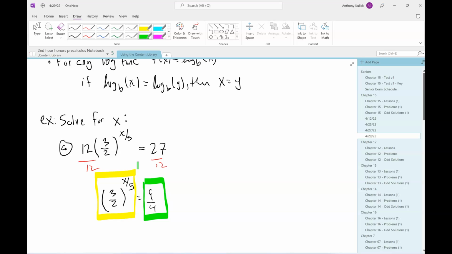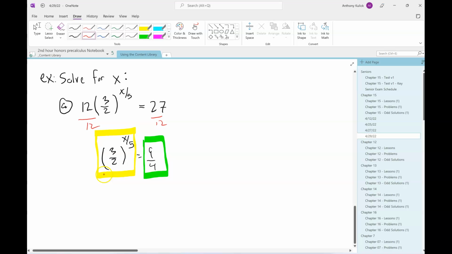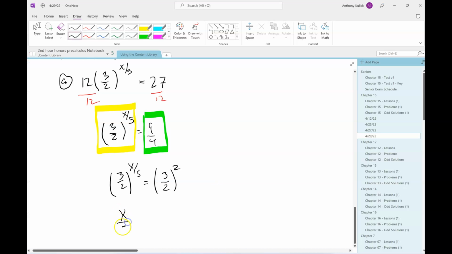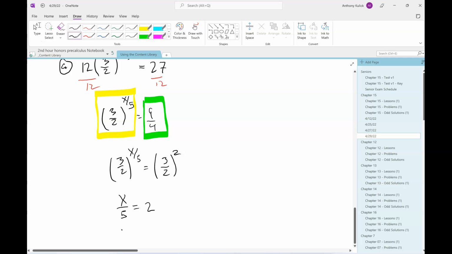Maddie? Great. So 9 over 4 is 3 over 2 squared. And then if we use our one-to-one property, we can set the exponents equal to each other. And we multiply both sides by 5 to get x equals 10. Is that okay?